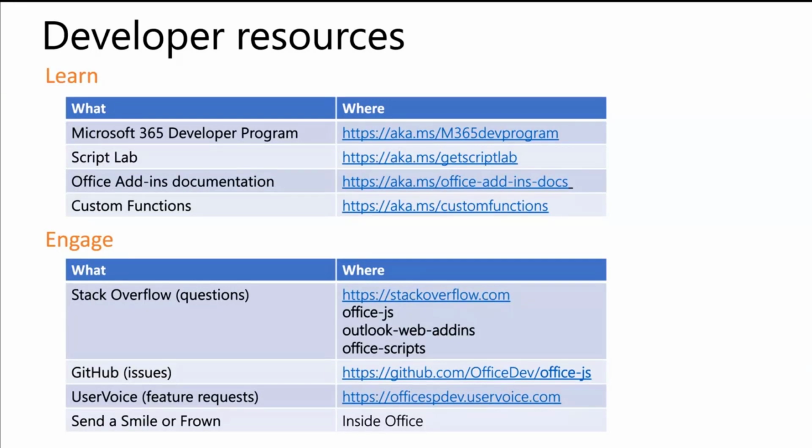If you're looking to learn, we have Script Lab, the documentation. We also have the developer program, so you can get a Microsoft 365 tenant and start testing out on a build of Office, your add-ins, your development needs. Start using Power Automate with Office Scripts. And please engage with us on Stack Overflow and GitHub, User Voice, all that stuff. We're looking there. We're happy to answer all your questions.